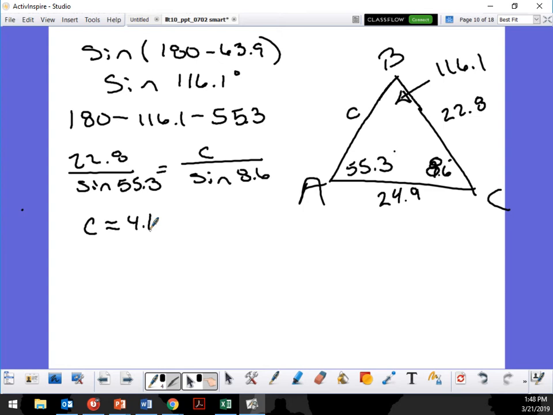Now, the big key for the ambiguous case is that when I do this, I have to set up a second triangle to see if my sides and angles match. Largest side, largest angle. Smallest side, smallest angle. Middle side, middle angle. Very good. That's what I need.